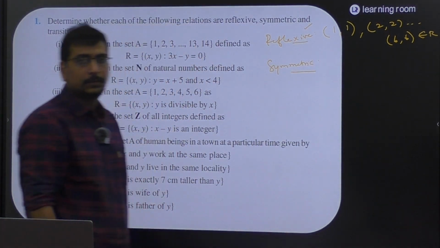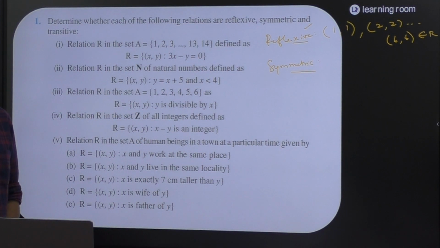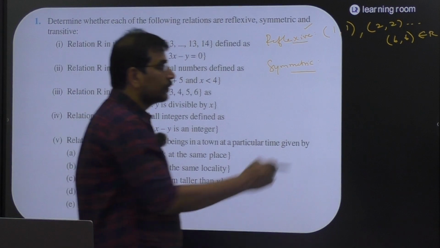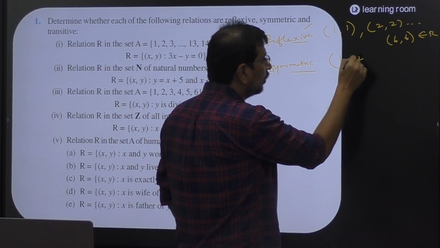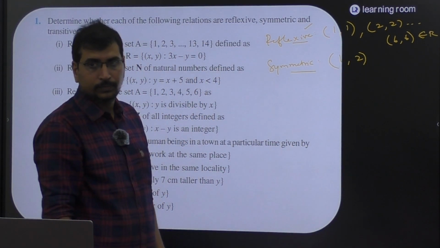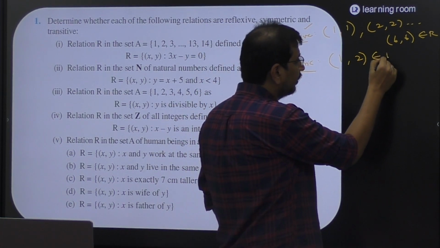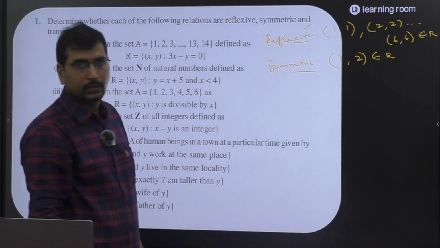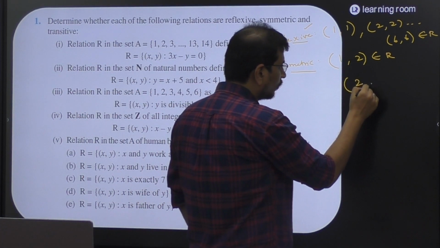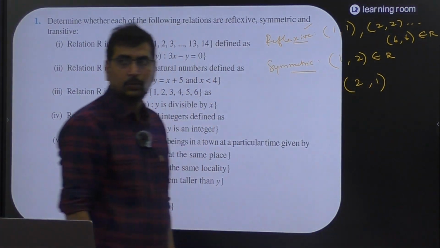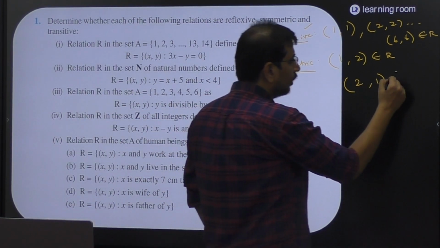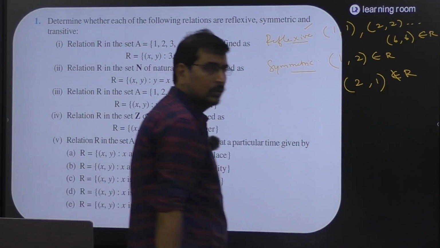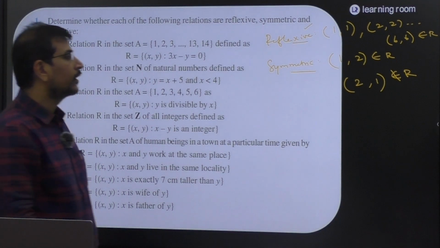What about symmetric? If I take 1 comma 2, that belongs to R, is it right? 2 is divisible by 1. But what is it that you cannot find? 1 is not divisible by 2, so it does not belong to R. Hence it is not symmetric.